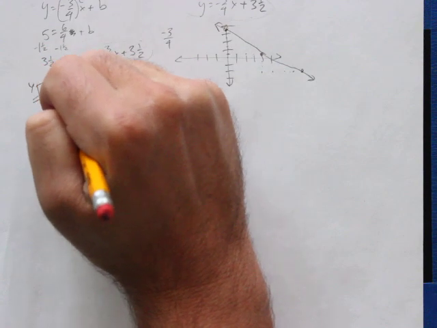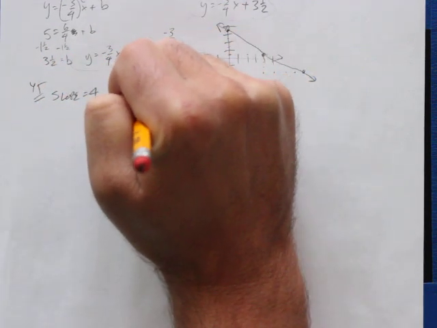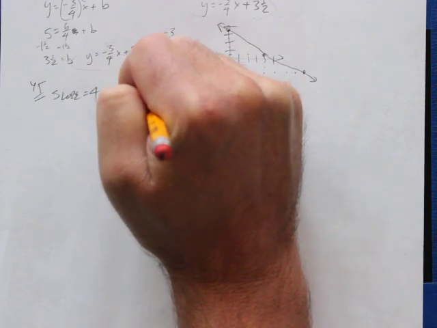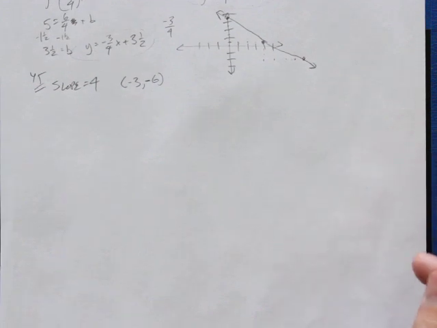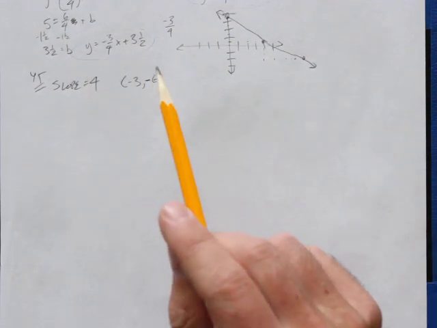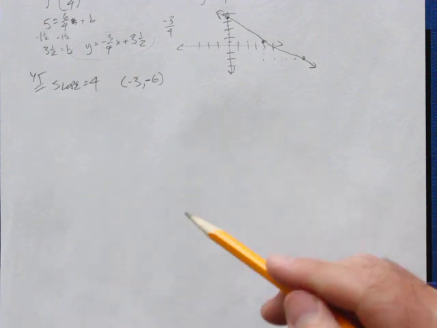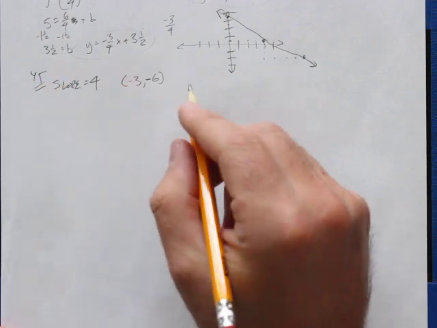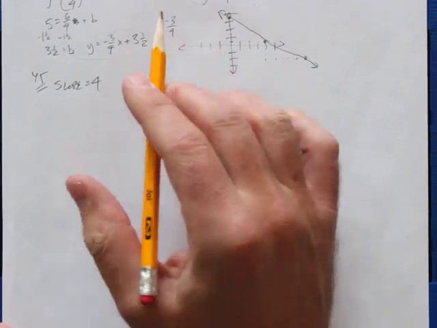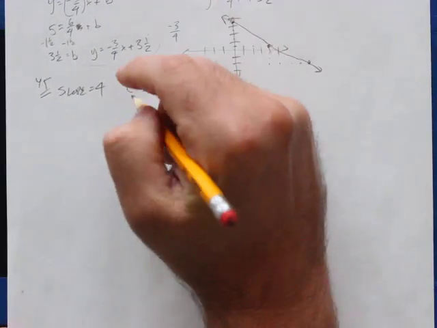You've got a slope that is 4 and a point that is (-3, -6). All right, pause and get this one done. Get an equation and a line graphed, and we'll get back together and take a look at it. Go. All right, I'm going to use, just for kicks, the point-slope form.